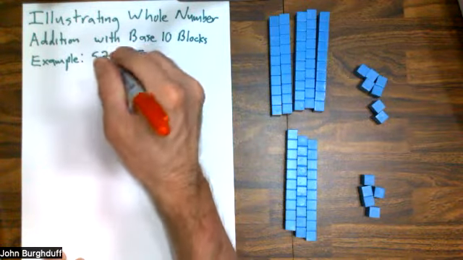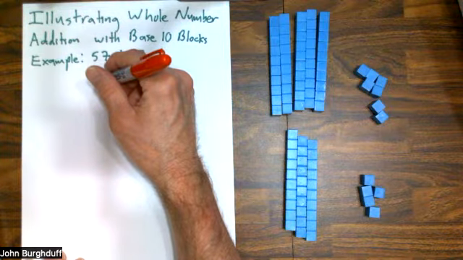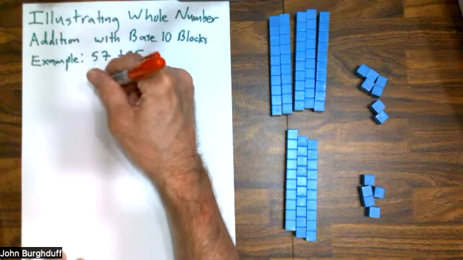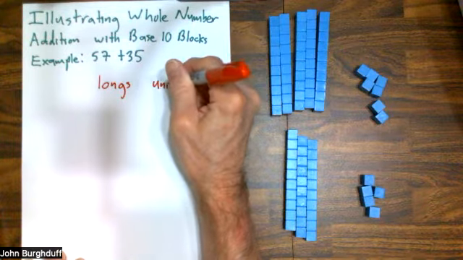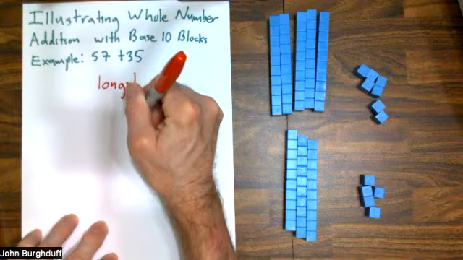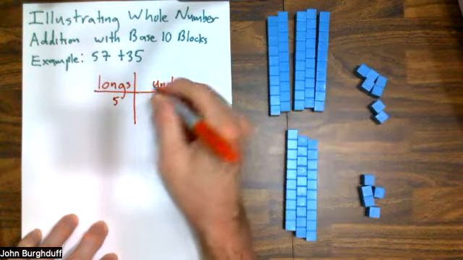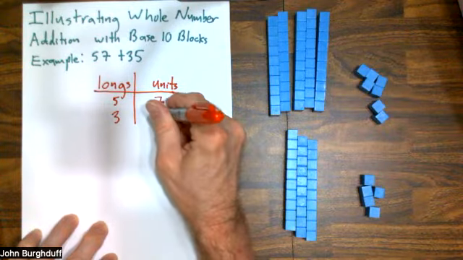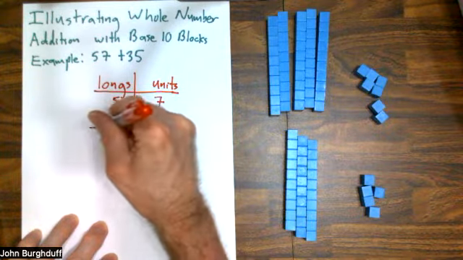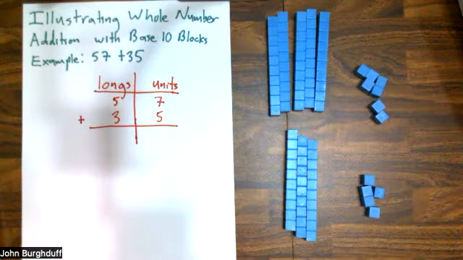The chart will be important because it will lead us to the standard algorithm for addition of whole numbers. Over here in my chart, I'm going to keep track of how many longs and how many units I have in each of these numbers. First, I have 5 longs and 7 units, and for the second number, 3 longs and 5 units. I'm going to put a line and create one more space where I'll see what happens when I put them together.